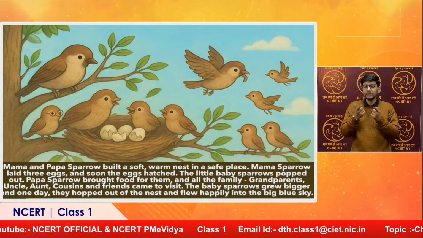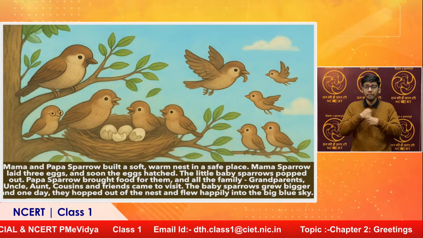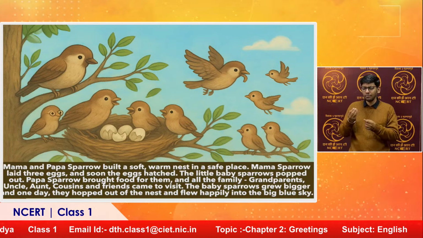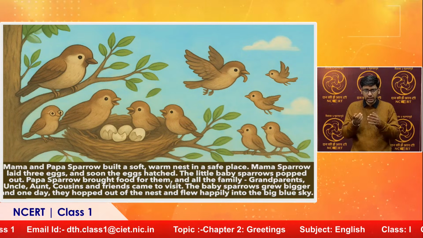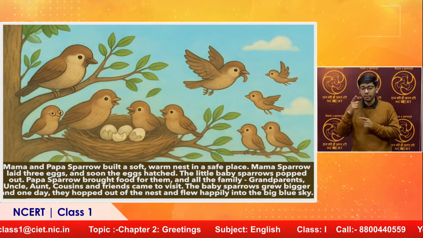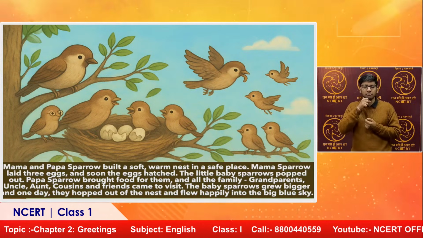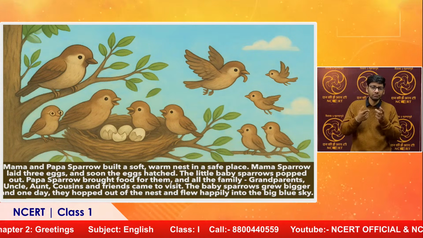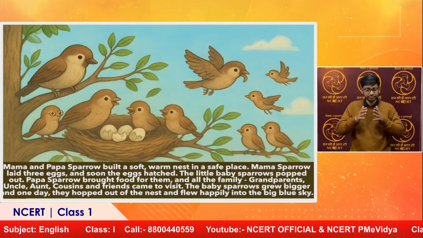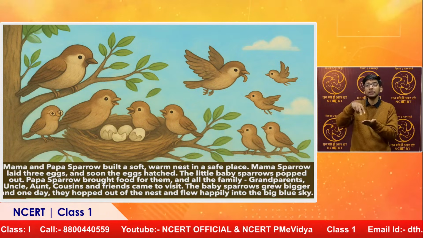Mama and Papa Sparrow built a soft, warm nest in a safe place. Now, Mama Sparrow laid 3 eggs, and soon the eggs hatched. The little baby sparrows popped out. Papa Sparrow brought food for them, and all the family members, that are grandparents, uncle, aunt, cousins, and friends, came to visit the little kids. The baby sparrows grew bigger and bigger, and one day they hopped out of the nest and flew happily into the big blue sky.